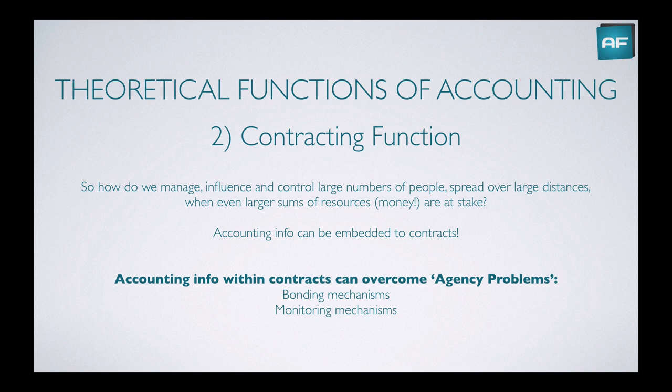All right, secondly, the contracting function. Remember the idea that now we have not just our children working for us, or ourselves working for us on the farm, but now we have a large enterprise and we may have 50 or 500 or 5,000 employees working for us. So how do we manage and influence and control these large numbers of people that are spread over large distances, where even larger sums of resources are at stake?